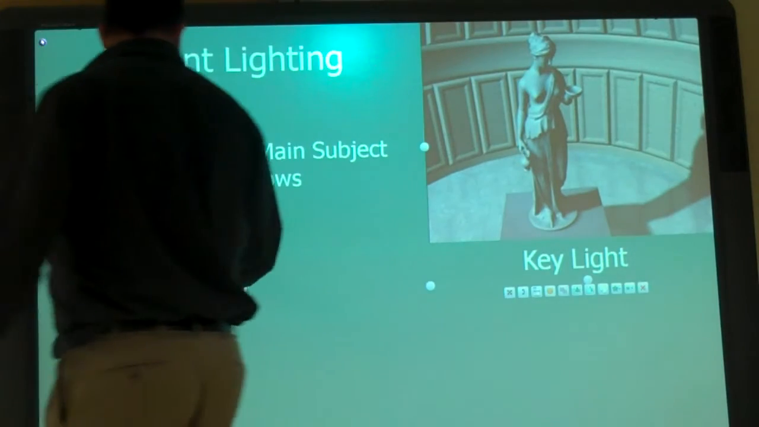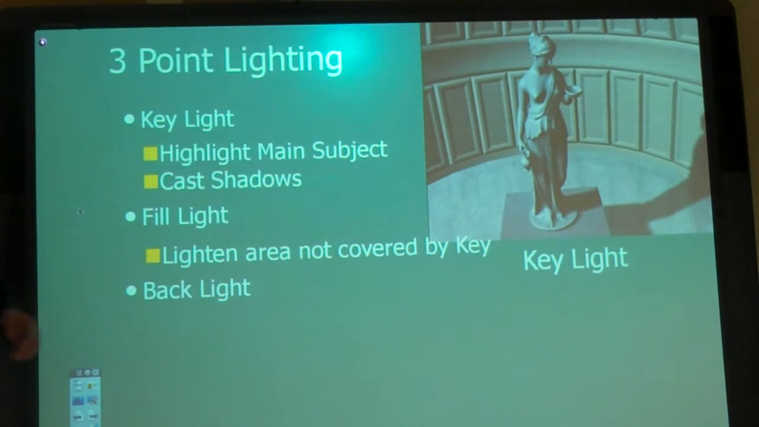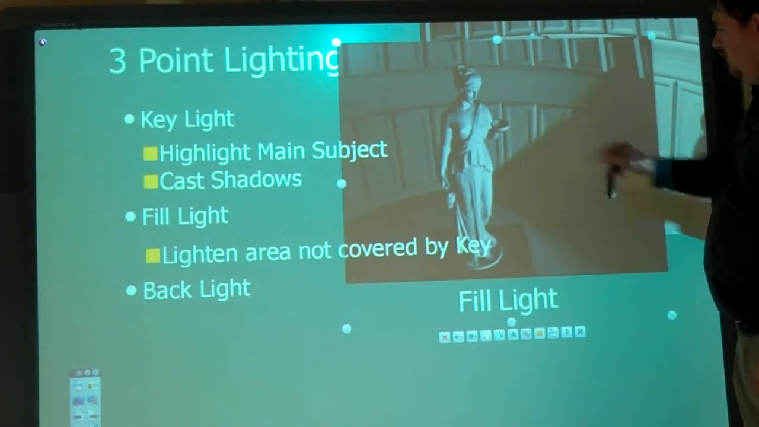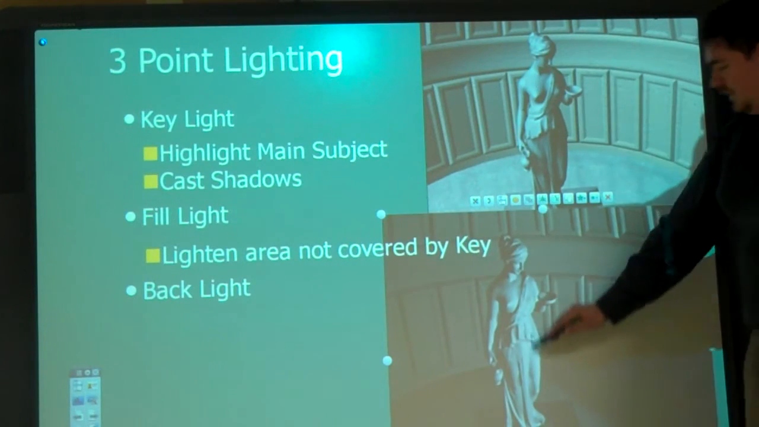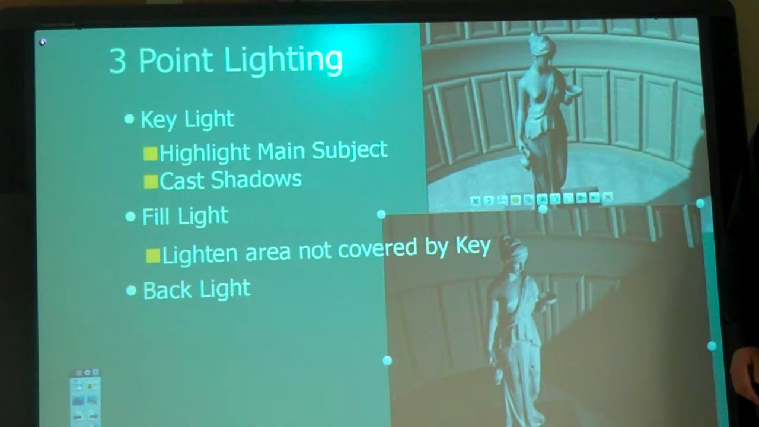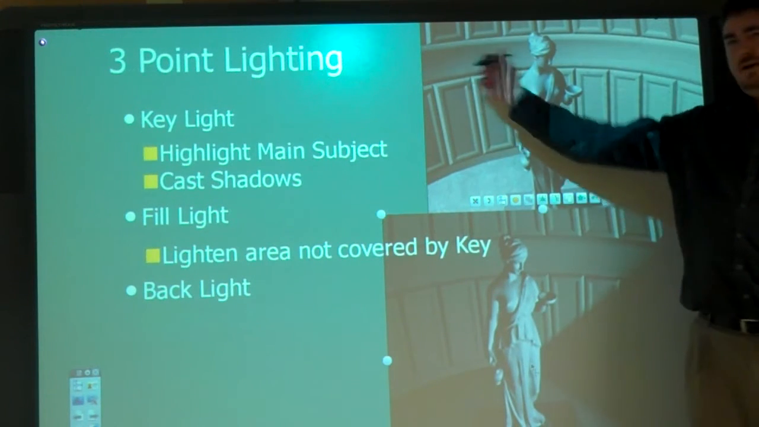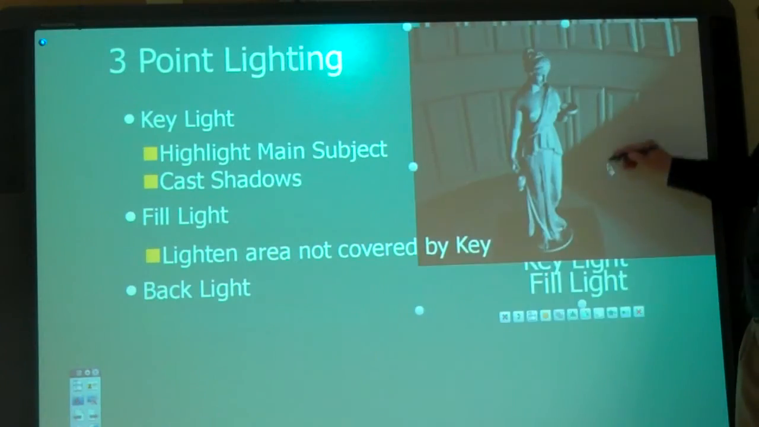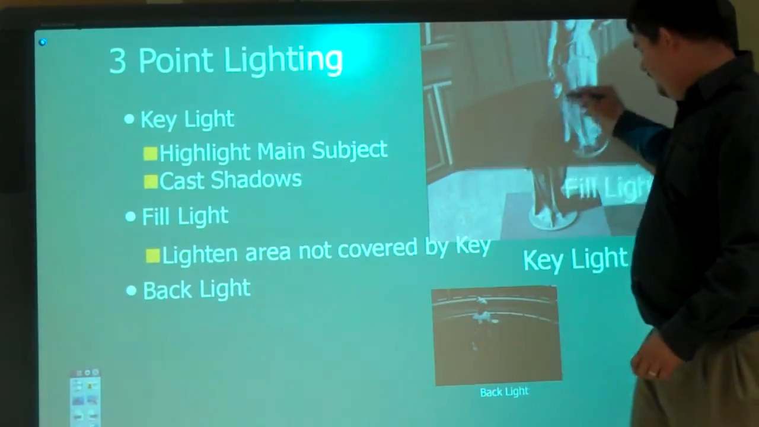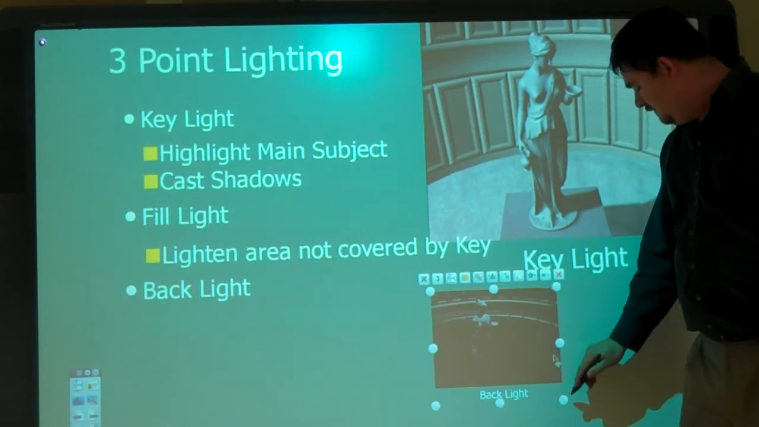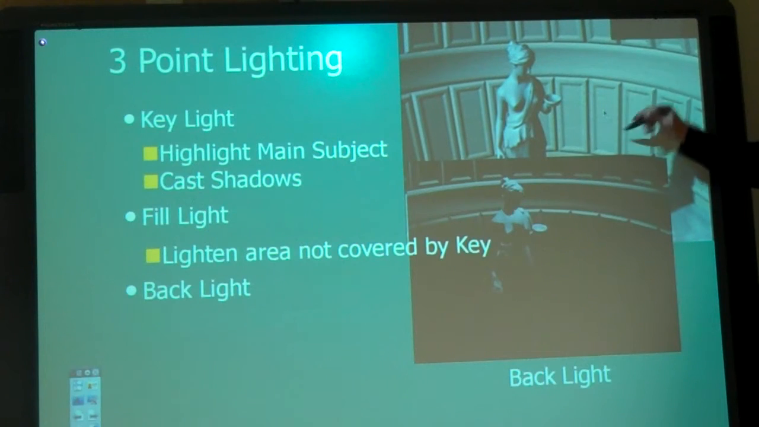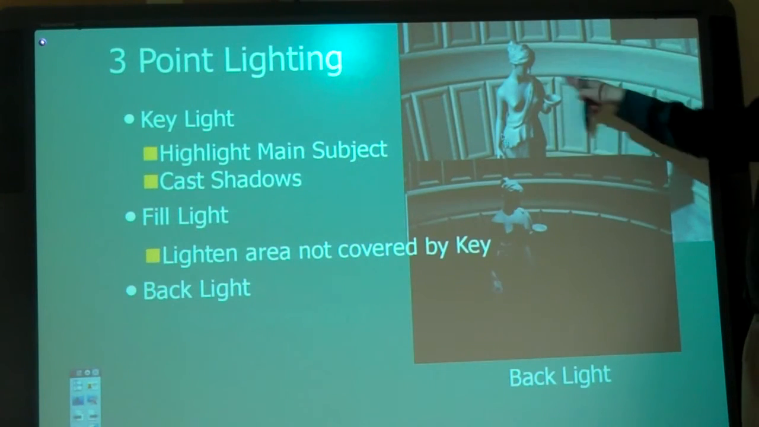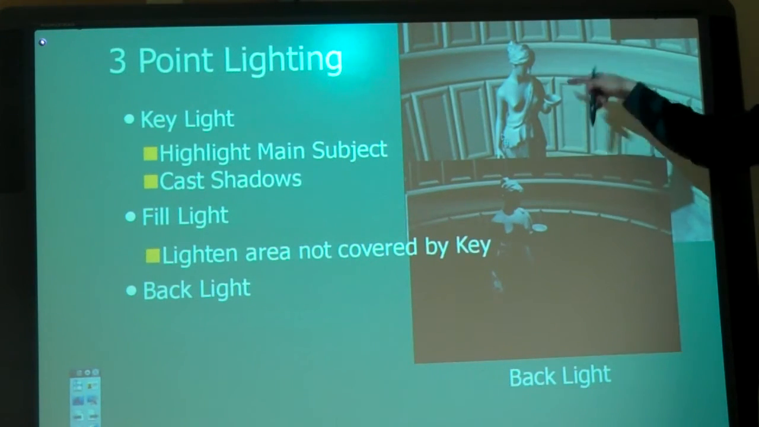So if we add a fill light, which is used to light the back side of it, now that side that we couldn't see before, now it's lit up really well. Okay? So usually we have a key light to light the main side and cast shadow, the fill light to light the back side. And then a backlight to kind of fill in some highlights in the background. So you kind of here and here, it's going to add a little bit more brightness to those points.